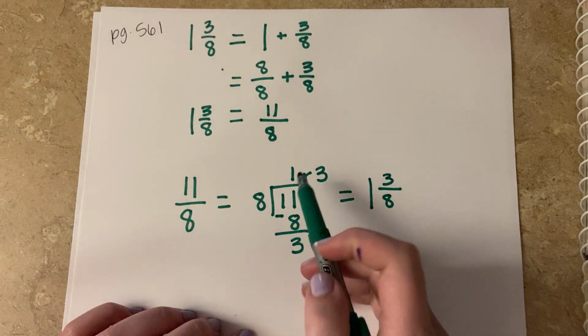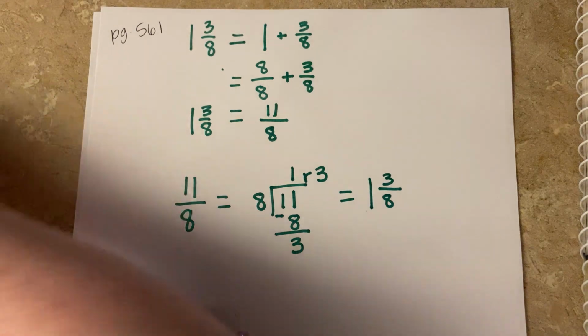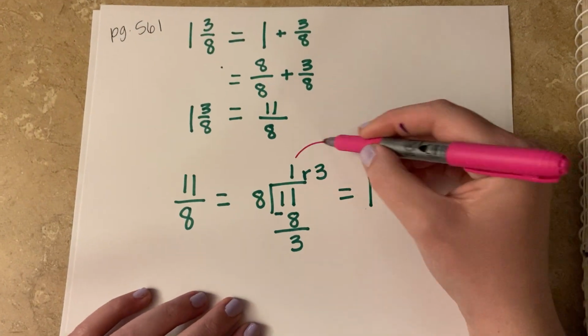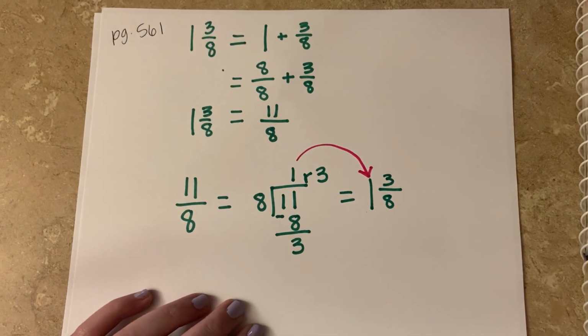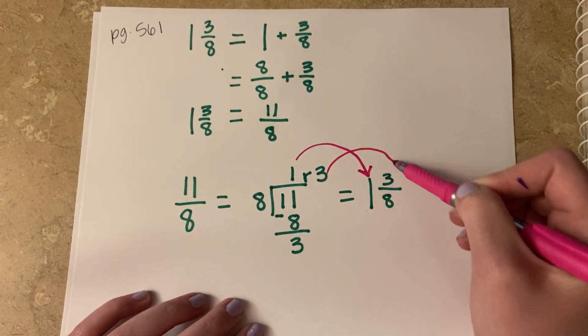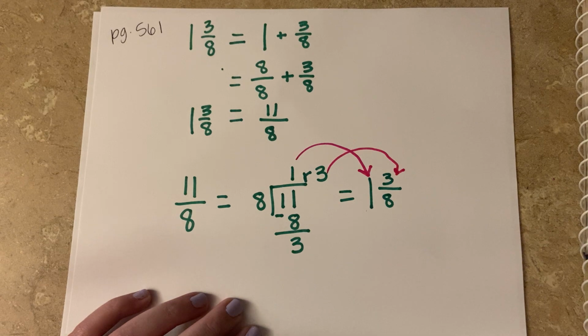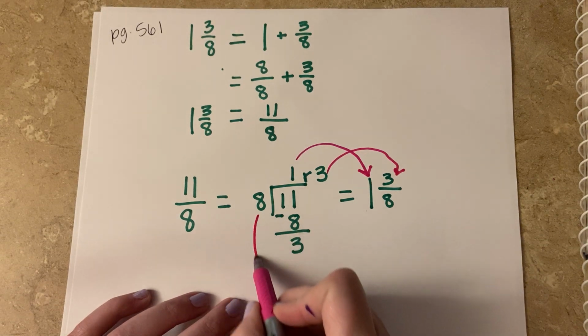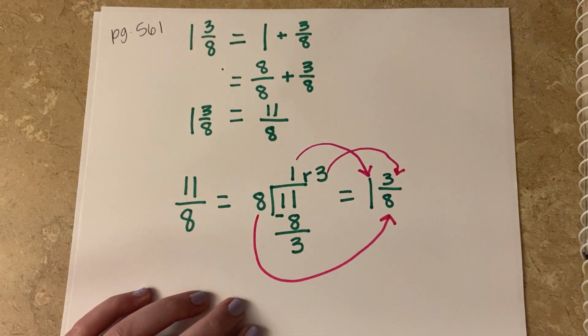Okay, so my 1 whole part came from my answer right here. My remainder became my numerator and my divisor became my denominator.